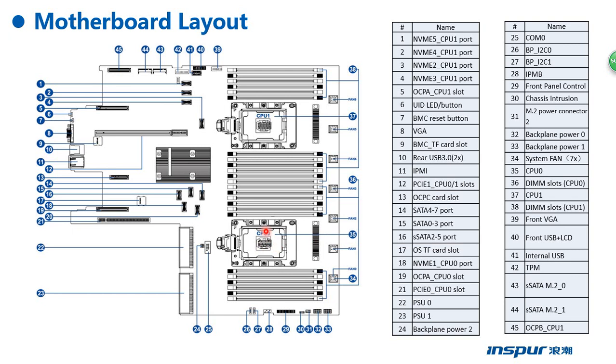The 35 is the CPU 0, then 37 is the CPU 1. The 36 are the memories of CPU 0. The 38 are the memories of the CPU 1. The other connectors, we can see in the introduction.